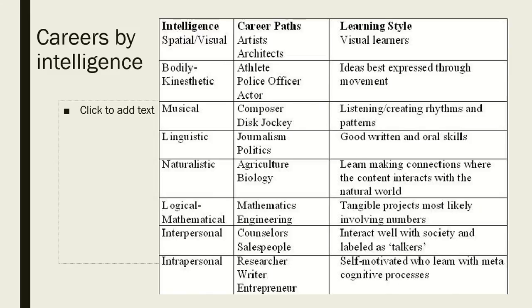So we're going to look at the last slide on here, which is careers by intelligence. As I said before, each of the intelligences lends themselves into a specific field. So if it's for spatial, it might be an artist or an architect. If it's bodily kinesthetic, perhaps it's an athlete, an actor, a police officer. For musical, obviously something with music. For linguistic, it could be journalism or politics. Naturalistic, of course, as I previously said, is tied very directly to it. So you could be looking at agriculture or biology.